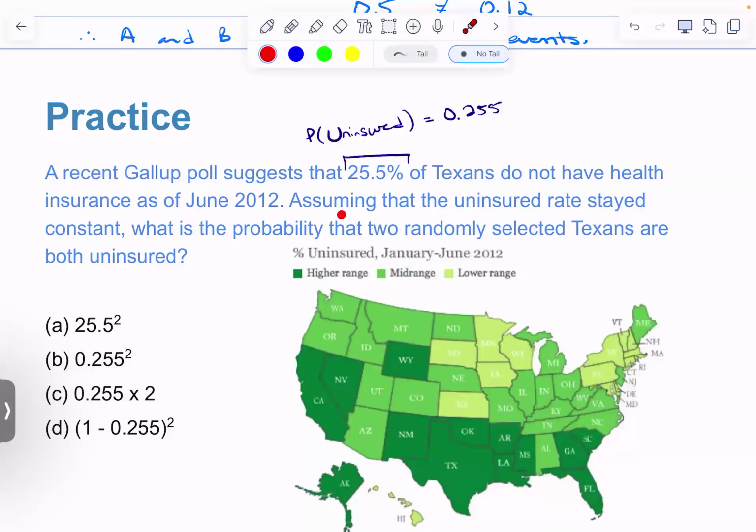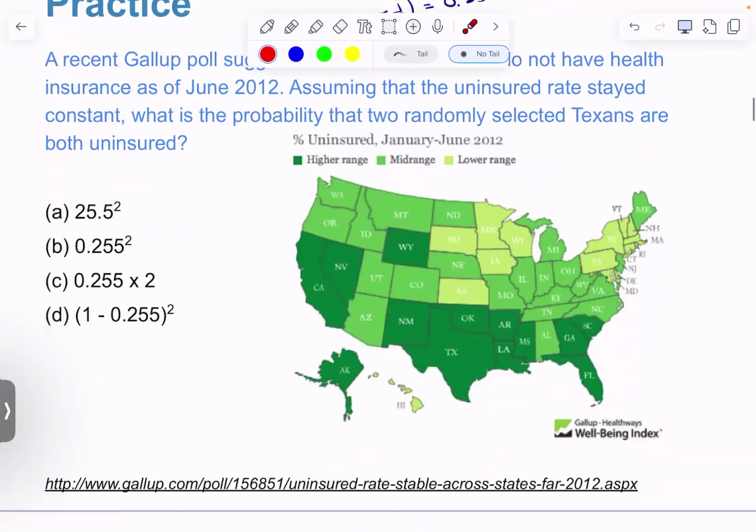Now, assuming that the uninsured rate stayed constant, what's the probability that two randomly selected Texans are both uninsured? So now I have Texan number 1 and Texan number 2. I like to use my slots to solve these problems. This Texan is uninsured and this Texan is uninsured. In order for them both to be uninsured, remembering that and yields multiplication.